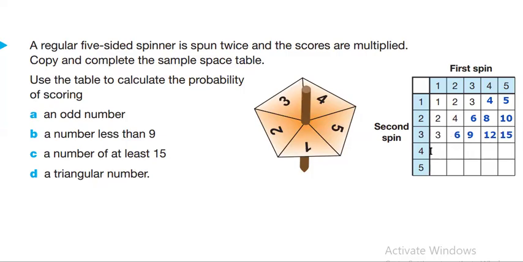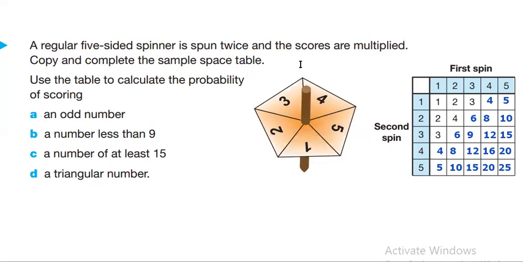Next, we have 4. 4 times 1 is 4. 4 times 2, 8. 4 times 3, 12. 4 times 4, 16. And 4 times 5 is 20. And then the last one is 5. So 5 times 1 is 5. Times 2 is 10. Make sure that you check with me, maybe I have mistakes. 5 times 3 is 15. 5 times 4 is 20. 5 times 5 is 25. And this is how you fill the gaps by multiplying the scores together.